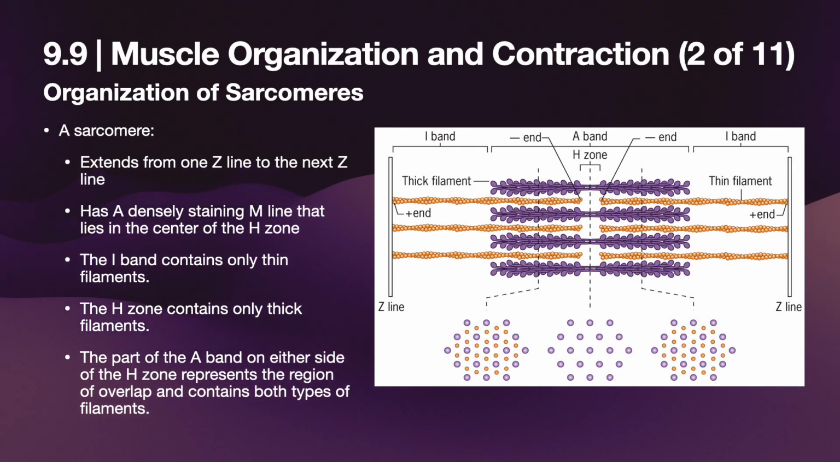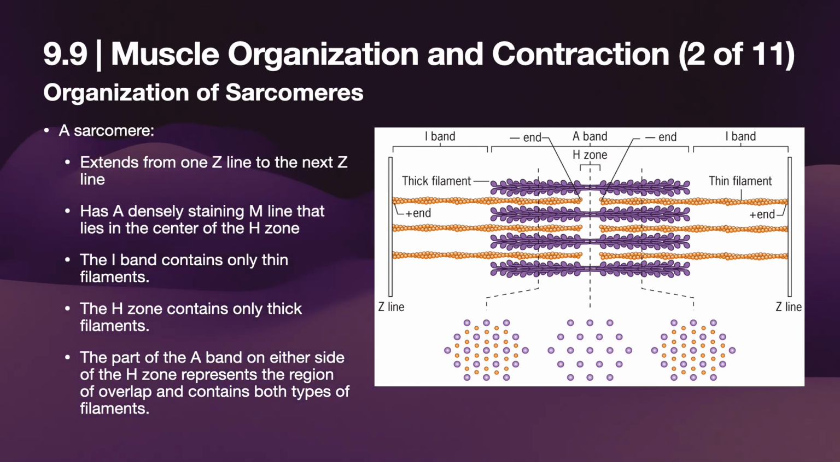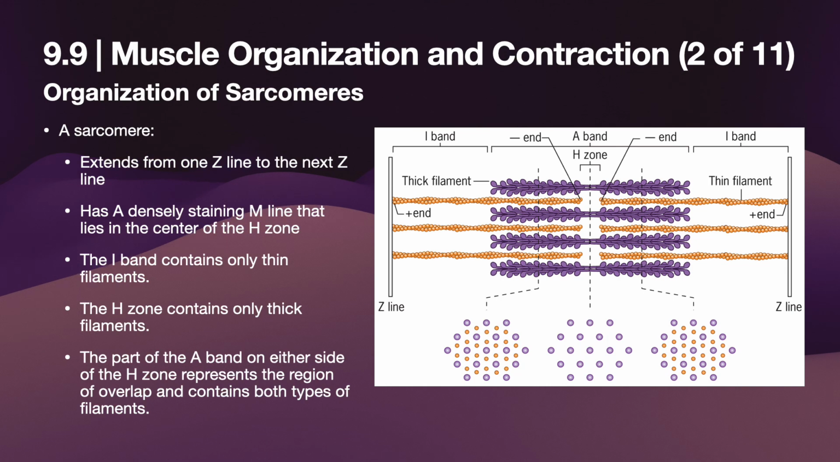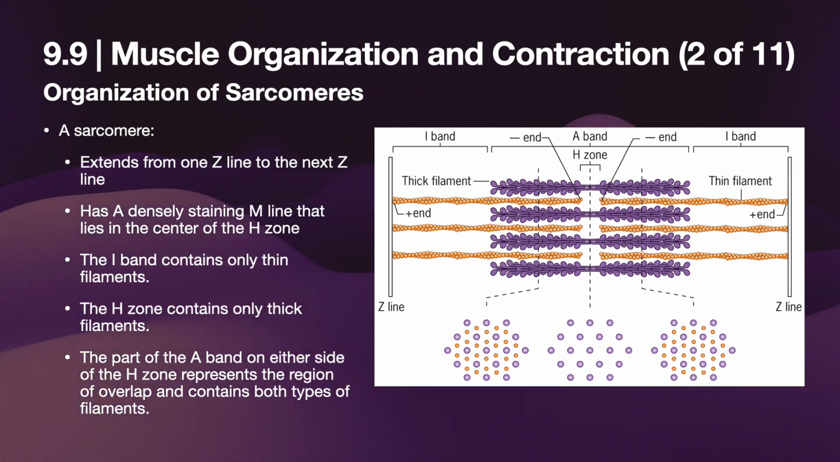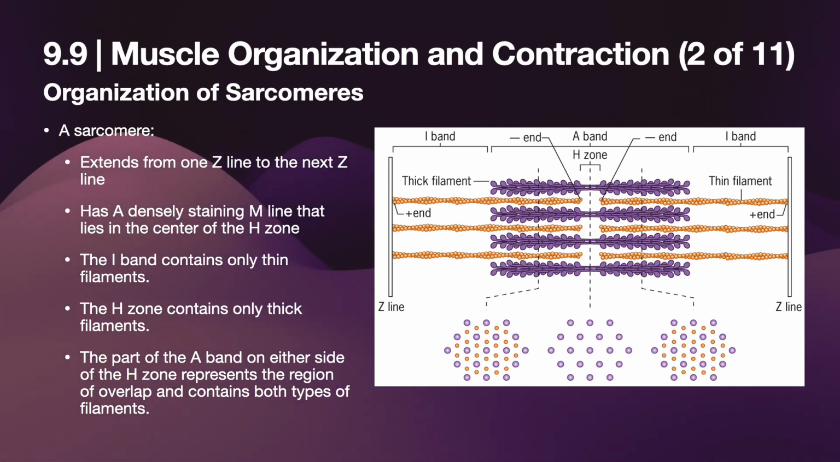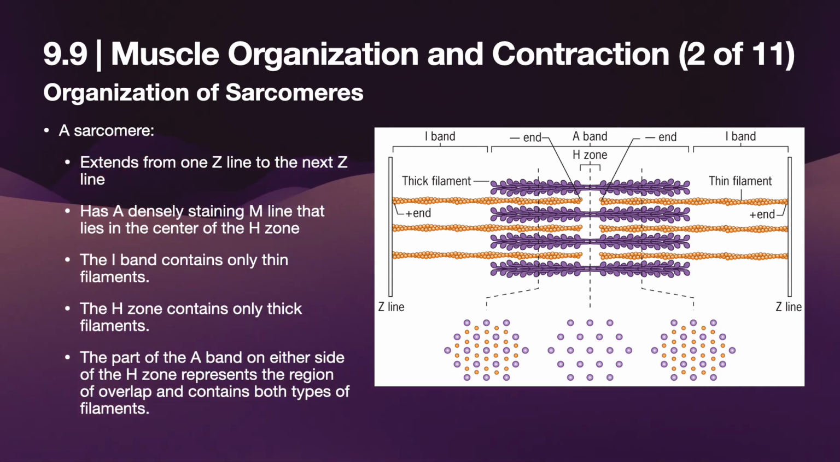A sarcomere extends from one Z-line to the next Z-line. It has a densely staining M-line that lies in the center of the H-zone. The I-band contains only thin filaments. The H-zone contains only thick filaments. The part of the A-band on either side of the H-zone represents the region of overlap and contains both types of filaments.